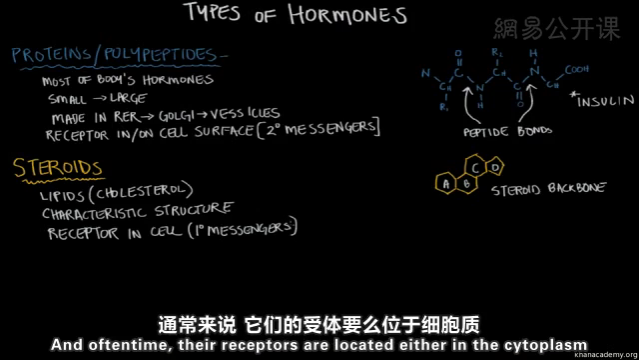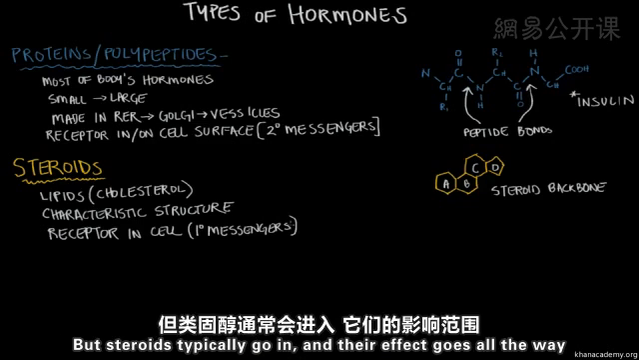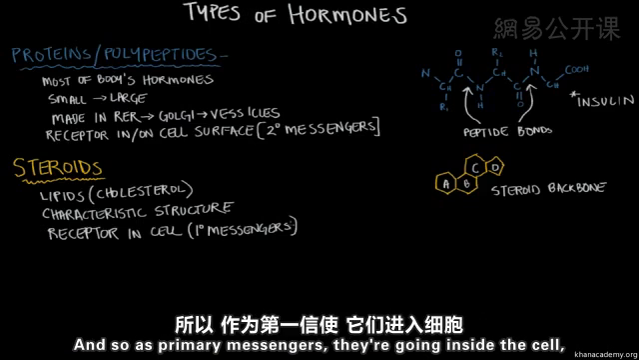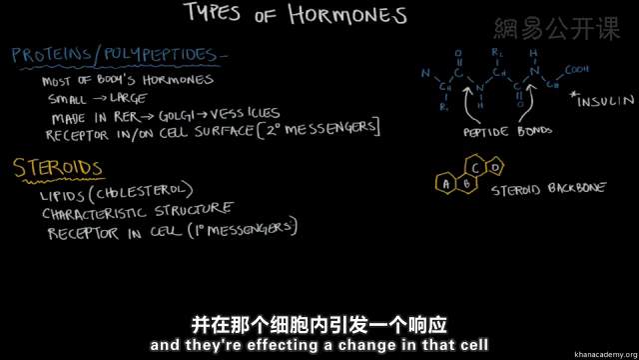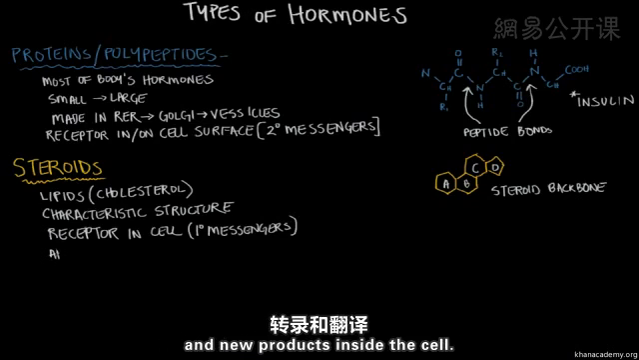And oftentimes their receptors are located either in the cytoplasm or all the way in the nucleus. But steroids typically go in and their effect goes all the way down to the transcription and translation level of proteins. And so as primary messengers, they're going inside the cell and they're affecting a change in that cell that's going to result in the transcription and the translation of new proteins and new products inside the cell.